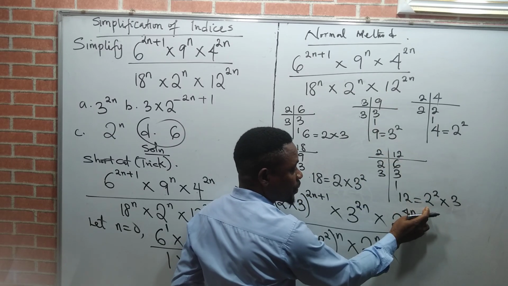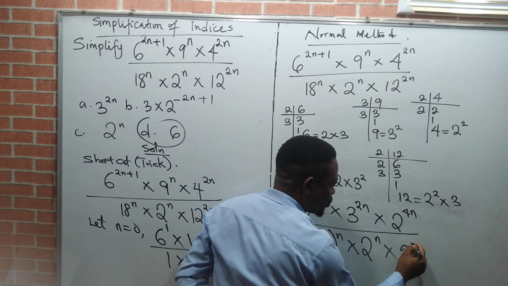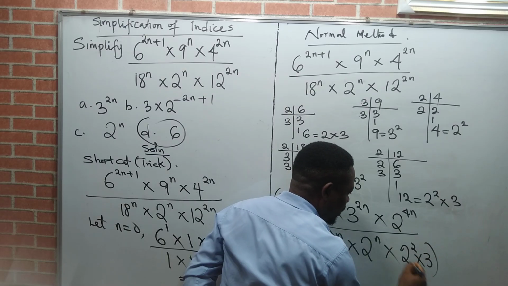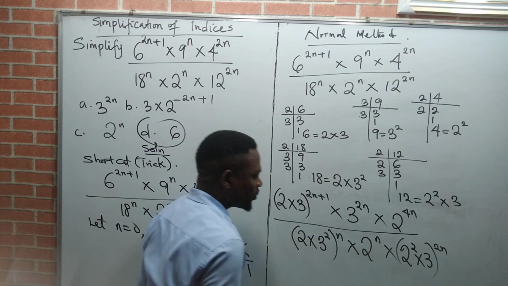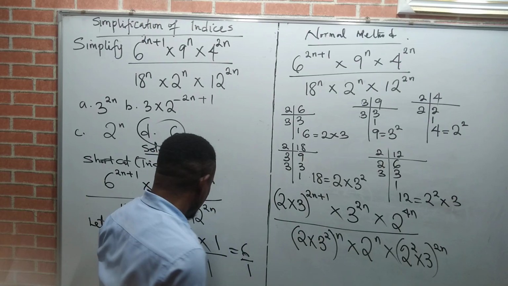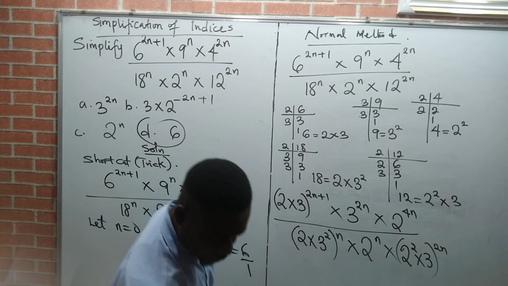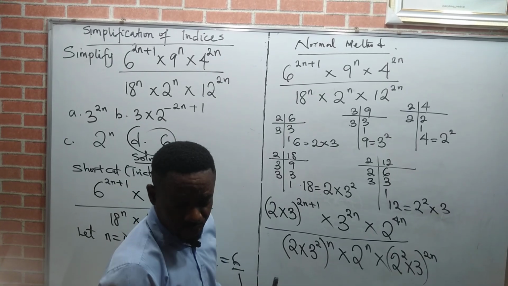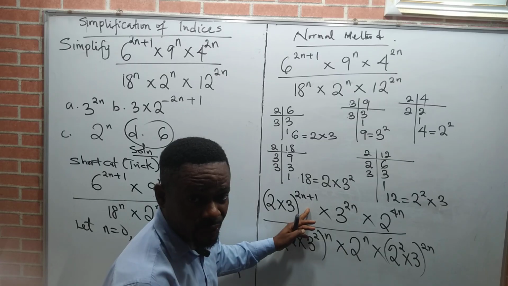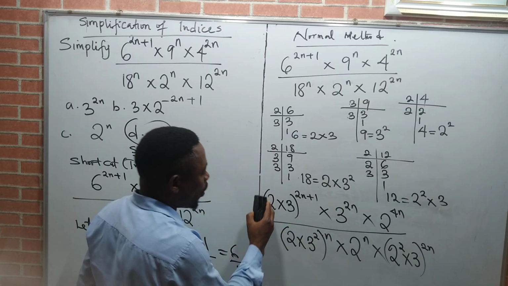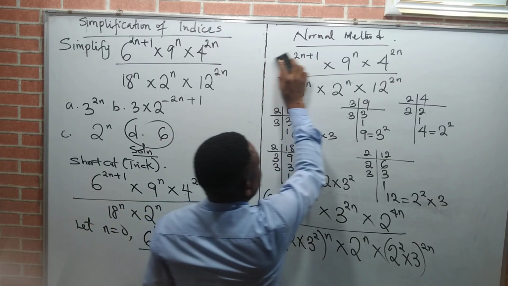This is 12, right? 12 is 2 raised to power 2 times 3. Close the bracket. Then raised to the power of 2n. That is how it's being done. So you should know that the next thing that we're going to be considering is to obey the laws of indices, or open the brackets. So watch this.